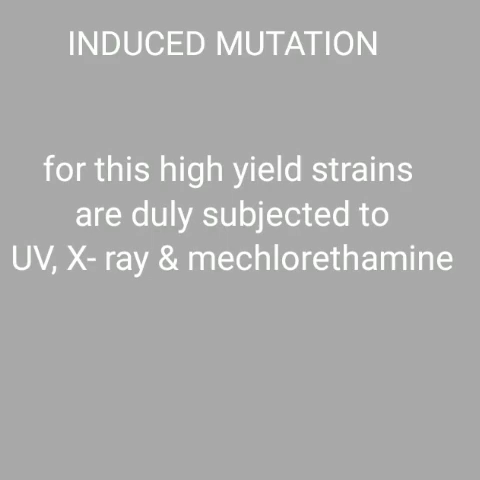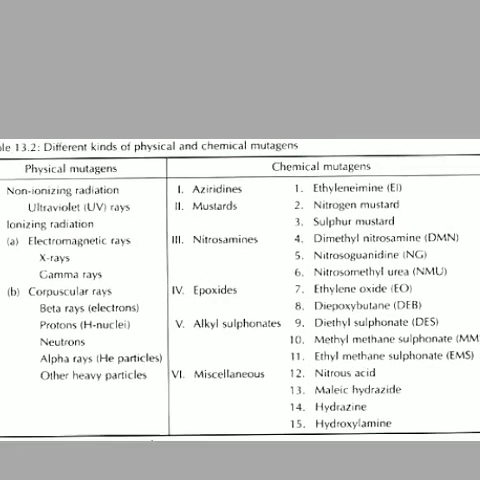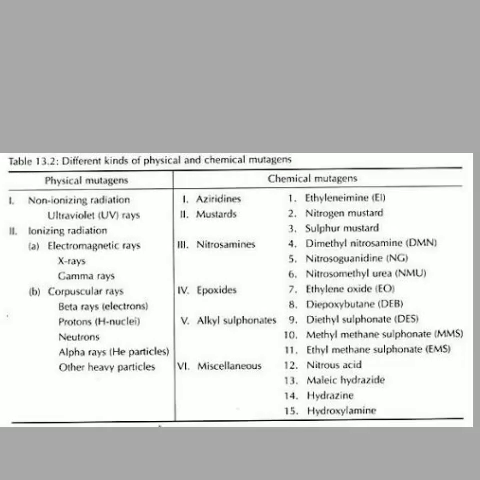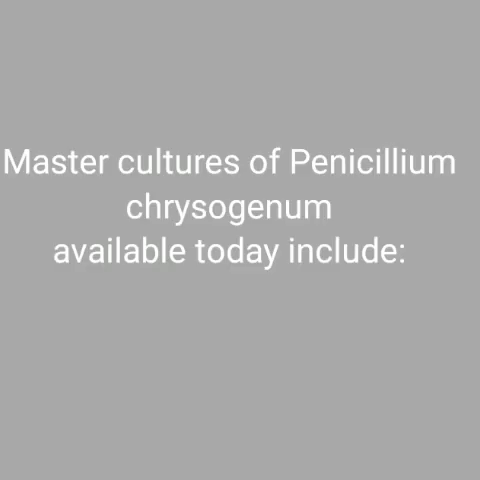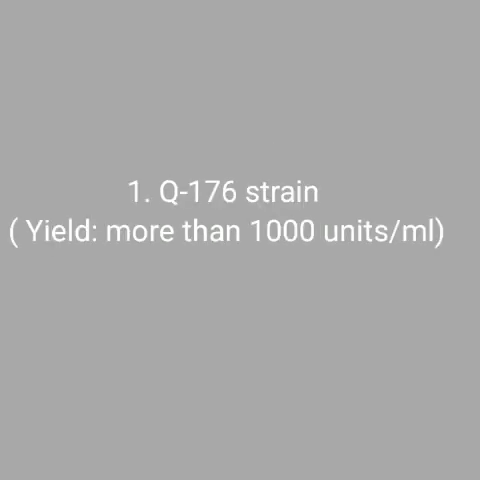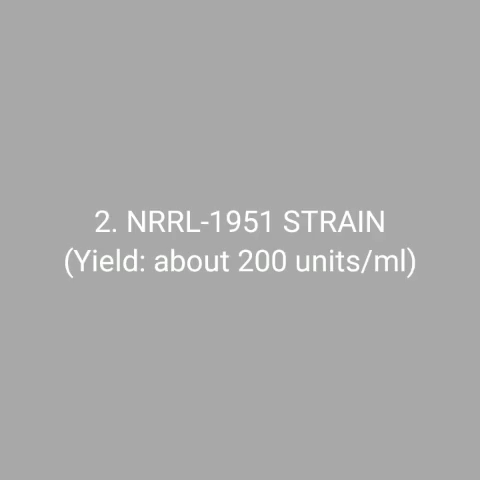Induced mutations are done for this. High yielding strains are duly subjected to UV, X-ray, mechlorethamine. These are a list of some of the mutagens. Master culture of Penicillium chrysogenum is available. There are two strains, Q176 strain with 1000 units per ml yield value, and NRRL 1951 strain with yield about 200 units per ml.